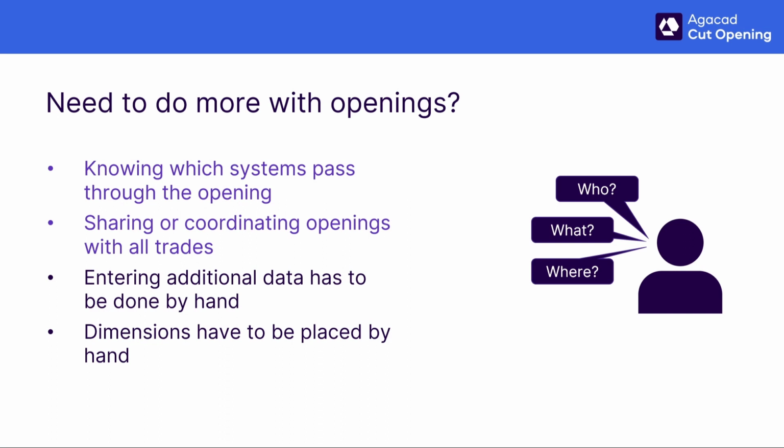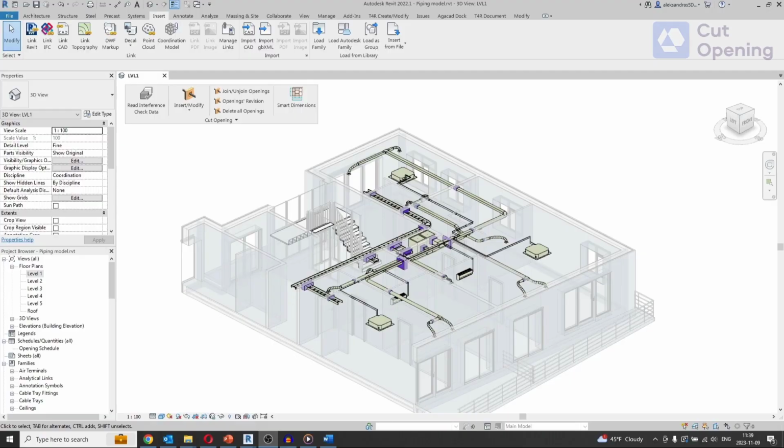What else would be needed from openings after they are already placed in the model? The answer is information. How about also sharing that information with other trades? And as a cherry on top, the automated dimensioning. Back to the same model.